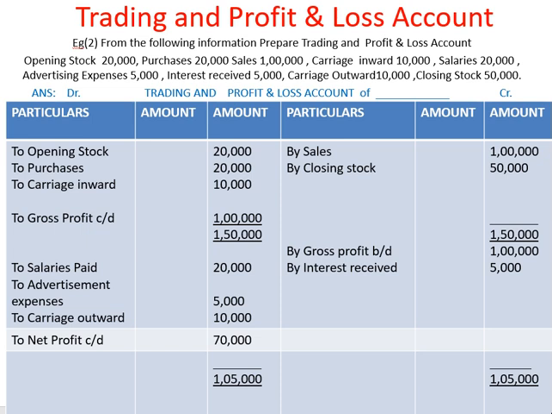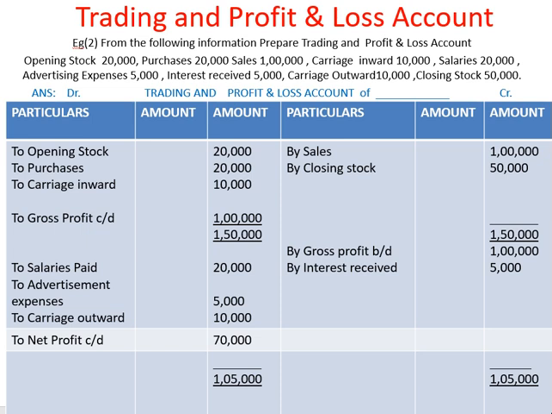Same problem. Keep the trading account pro forma and the profit and loss account pro forma printout with you, and try to identify the given things in the question and keep them here. Trading account and profit and loss account. Opening stock, again debit side. Purchases, debit side of trading account. Carriage inwards is given, so it is a direct expense, that's why trading account debit side. Salaries, indirect expense. Advertising expenses, indirect one. Interest received, it is profit and loss credit side. Carriage outwards, it is profit and loss debit side. Closing stock falls under trading account credit side.